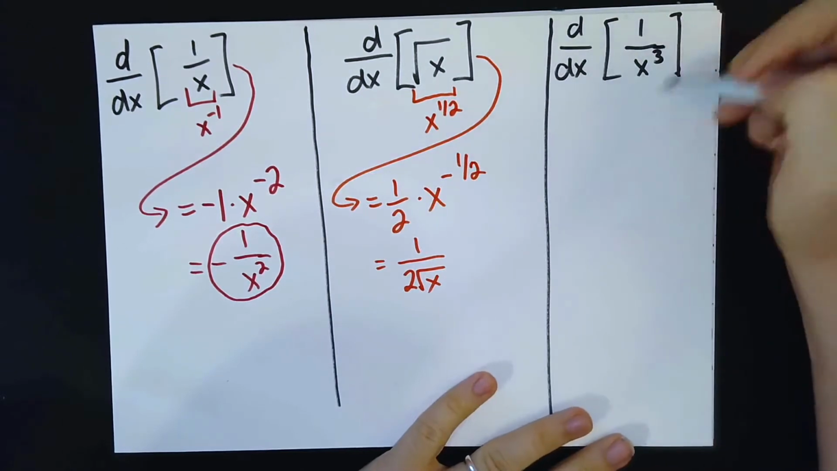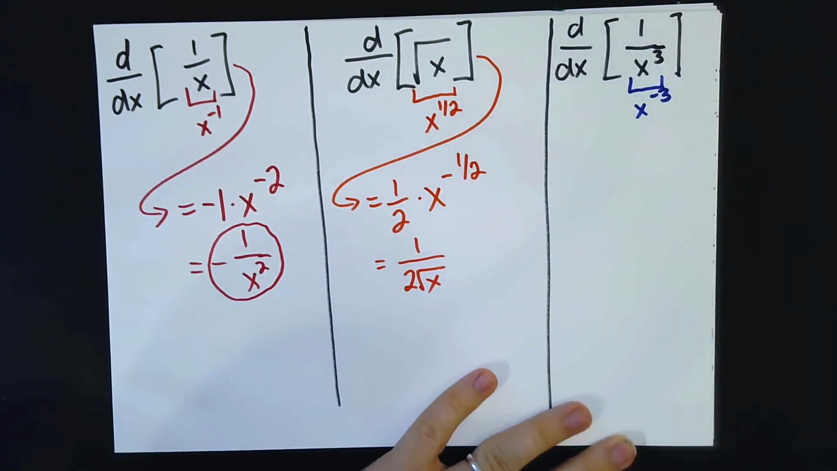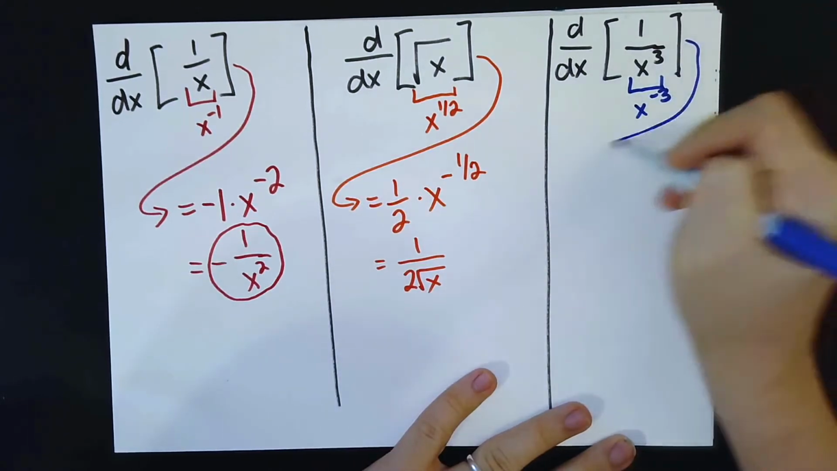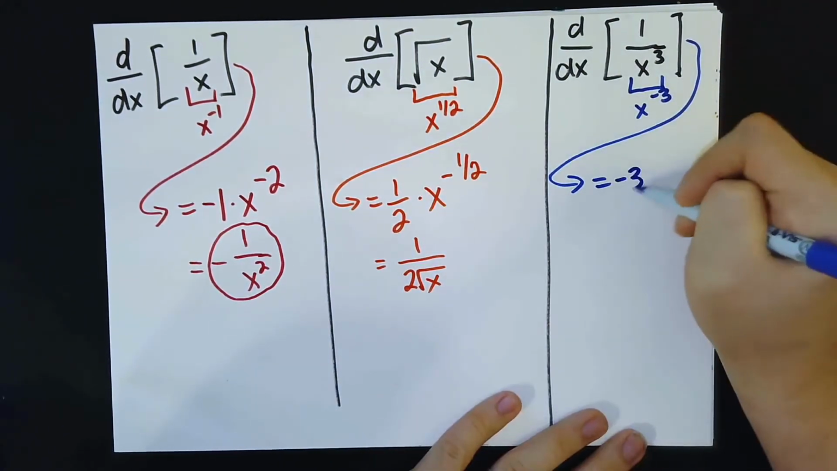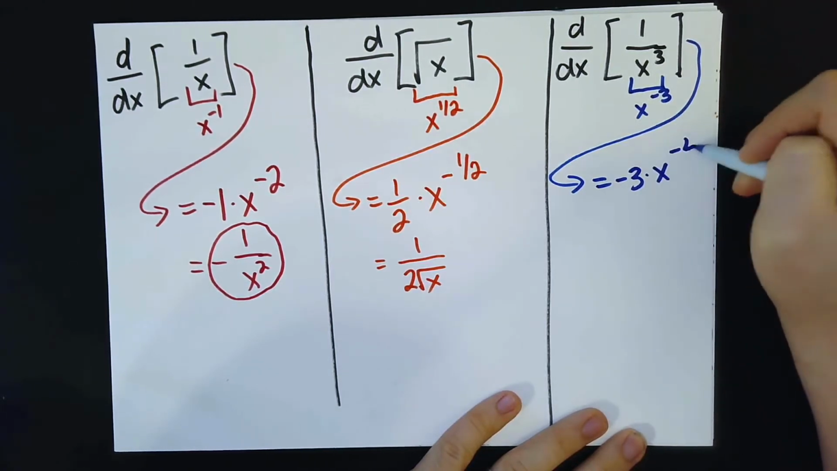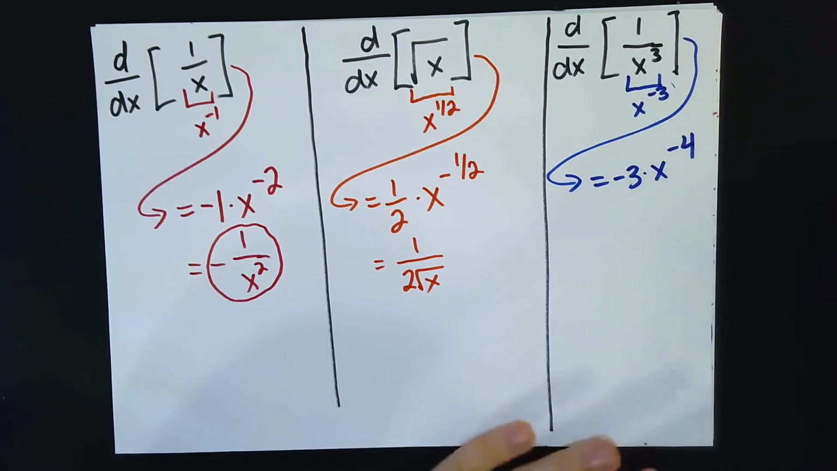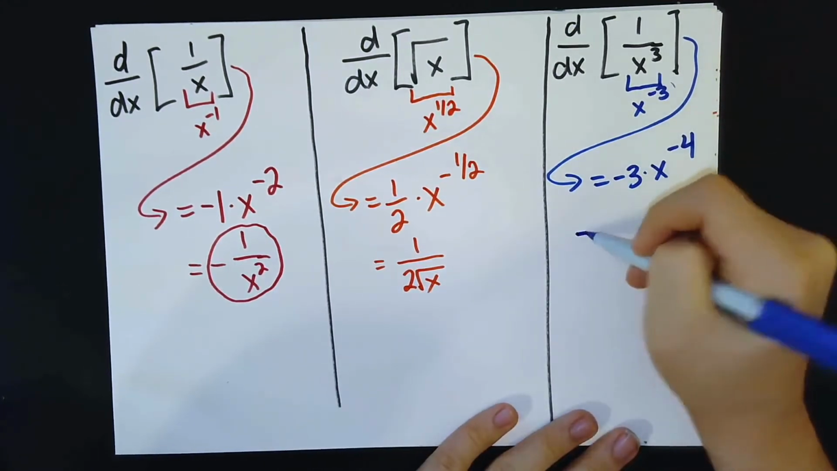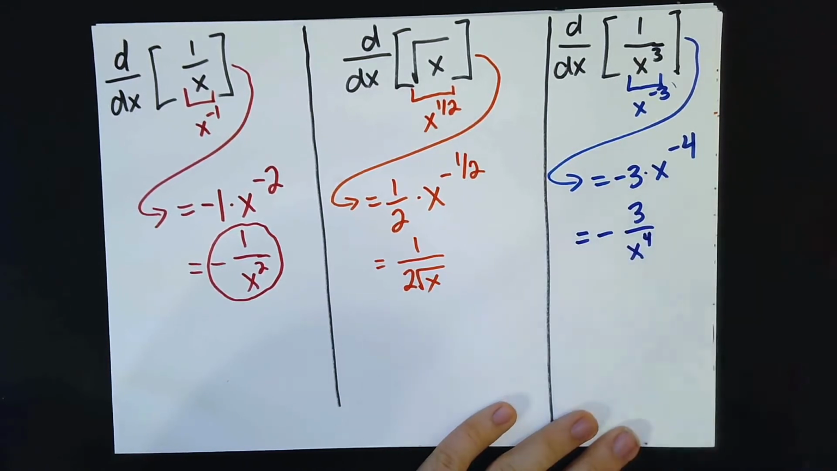Likewise, if I look here, this is x to the minus 3. And so when I go ahead and do this, by the power rule, this is going to be minus 3 times x to the minus 4. Pull down the power and then subtract 1 from the power. That's what the rule says. And so you could write this, if you wanted, as minus 3 over x to the 4th.